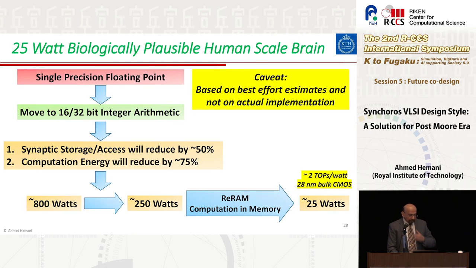Now, if I apply these memristor-based computations, I can also go from floating point to integer or fixed point numbers, which itself reduces power by a quarter, to 250 watts. And if I have used memristors, we can very safely say that we would have a biologically plausible electronic brain that consumes almost as much as the human brain consumes, 25 watts. And that is very impressive because it's almost like 2 teraops per watt. And that is also still in 20 nanometer bulk technology.